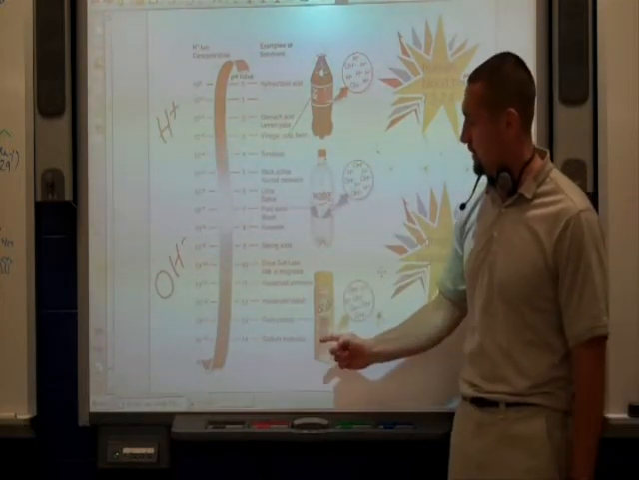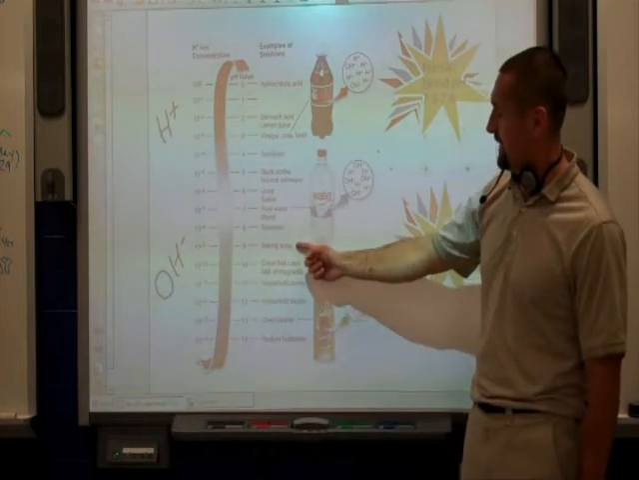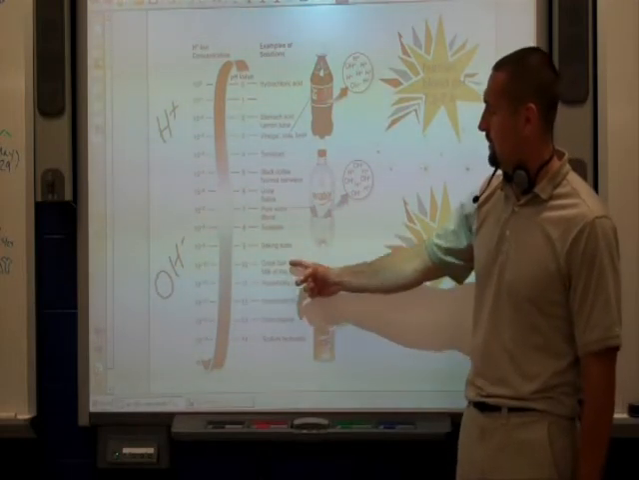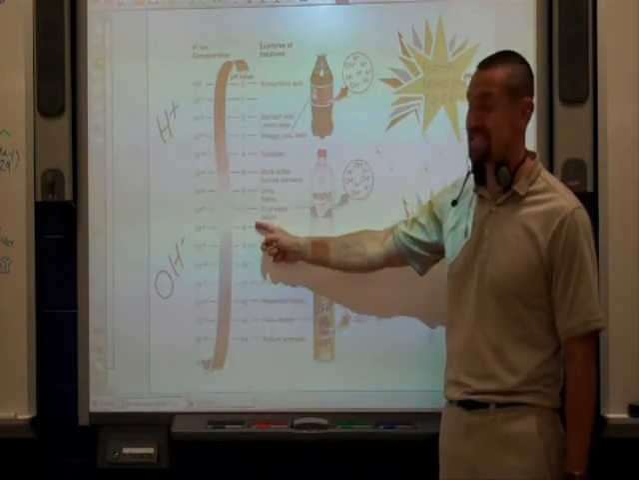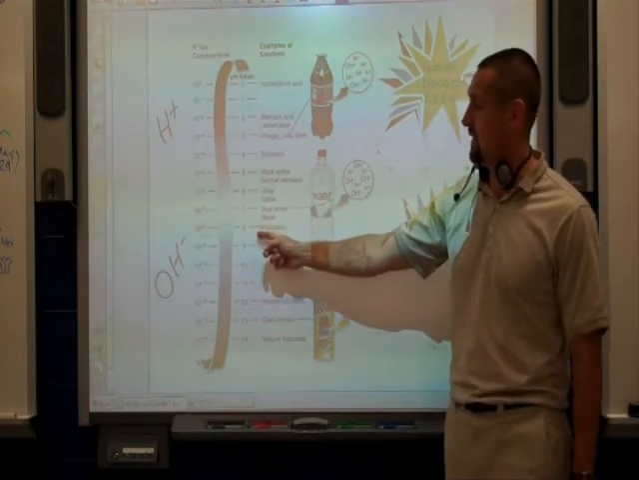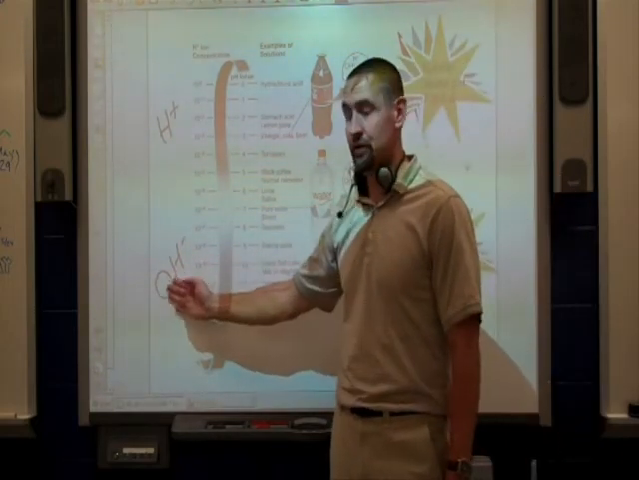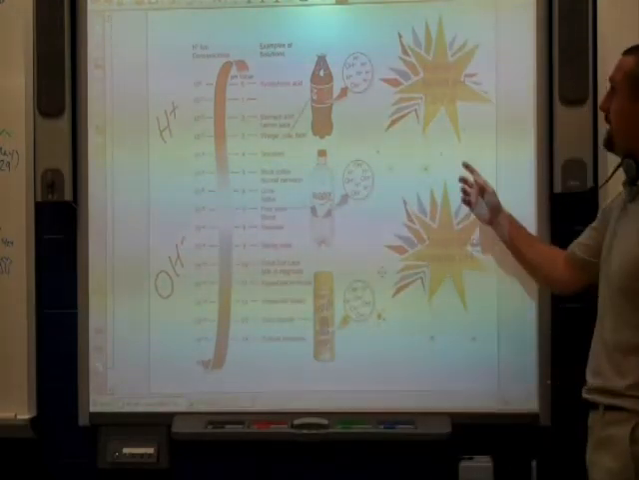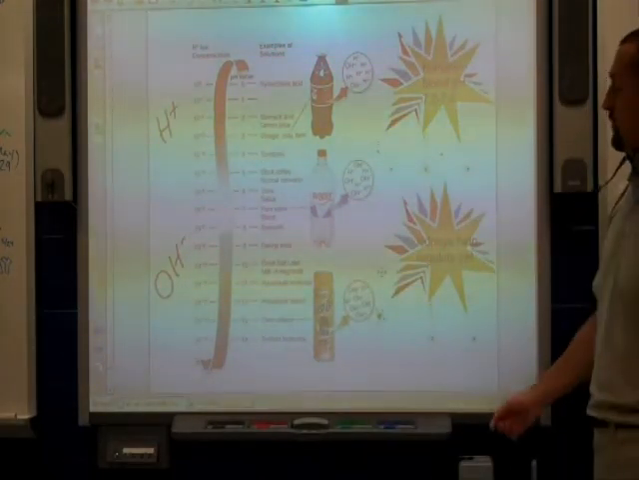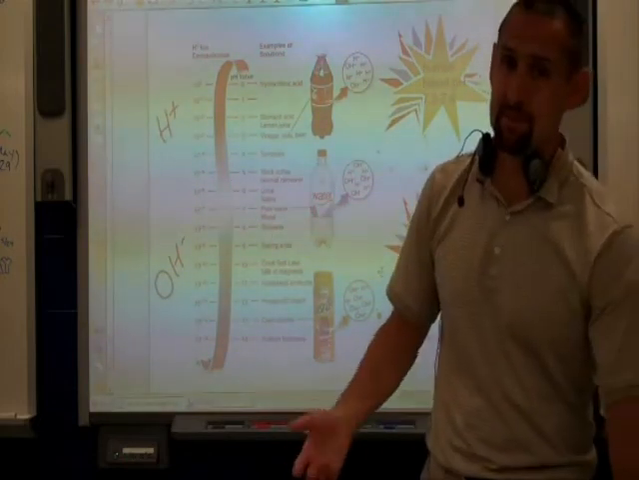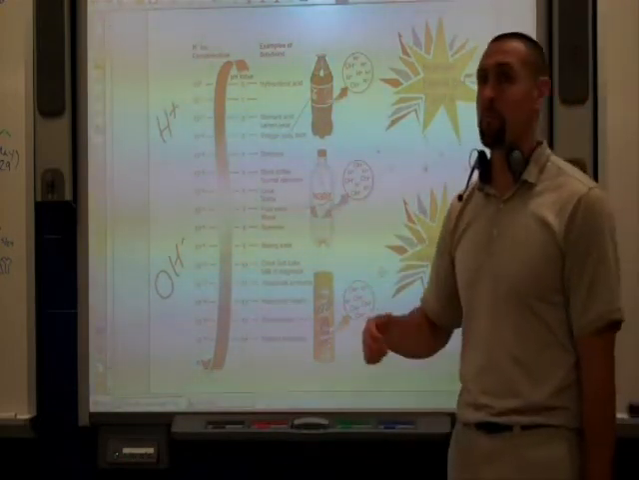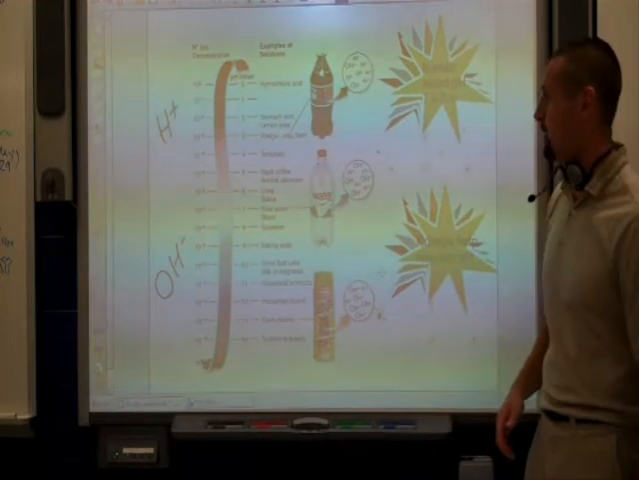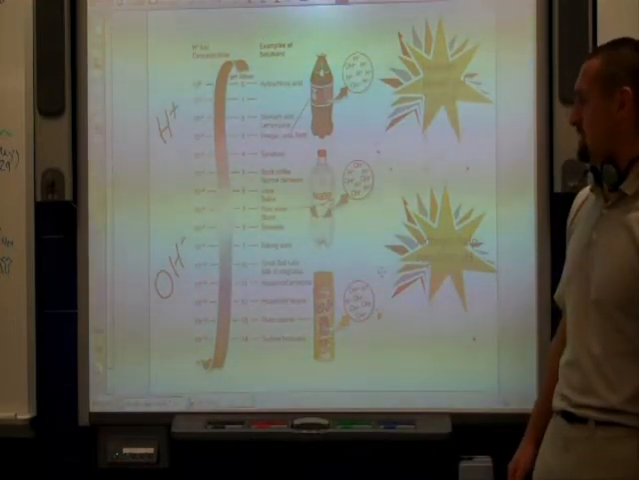Down here, bleach is a 12. Sodium hydroxide, baking soda is here. Ammonia, seawater. Notice blood is slightly on the basic side. So blood has a few extra OHs than it does hydrogen ions. So blood, 7.2 to 7.4. And it's the kidneys that typically regulate the pH of blood. They're one of the main organs that help regulate blood pH.